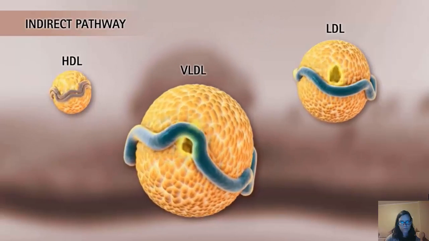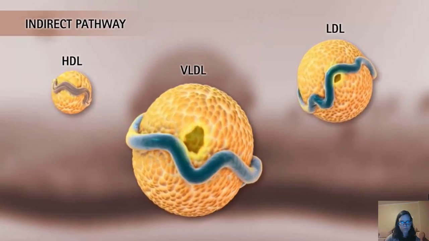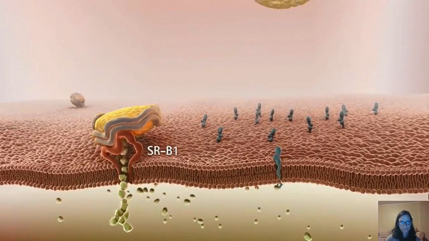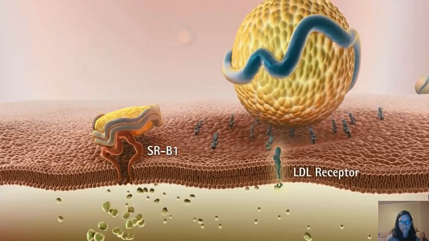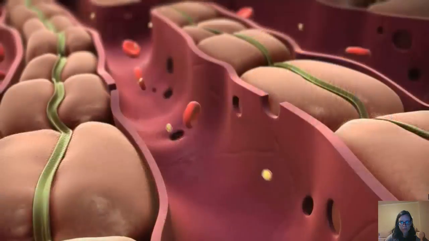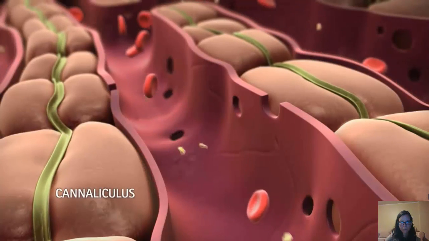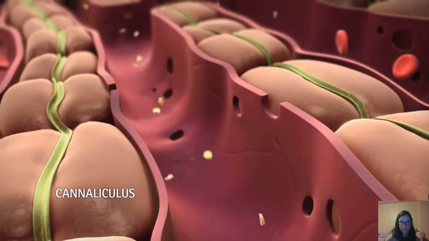LDL particles may go into circulation or interact with LDL receptors at liver cells, where LDL particles may deposit the cholesterol ester content at the LDL receptor. After cholesterol is delivered to the liver by either pathway, it is processed or secreted into the bile and carried to the intestine.